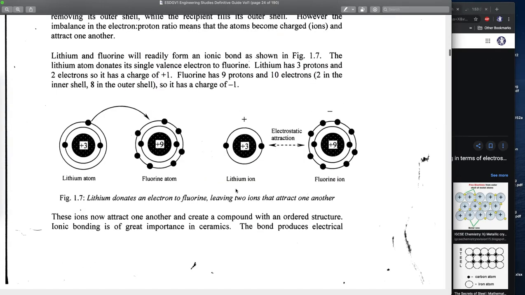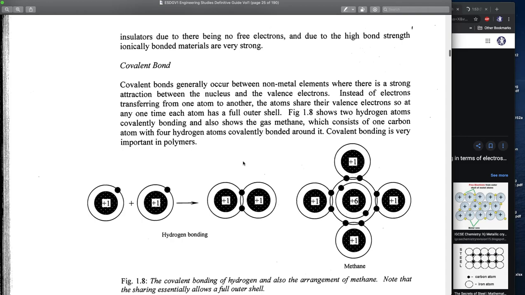Okay, so that's what we're looking at here. We have lithium. Lithium has 1 too many electrons. It goes to fluorine. Now fluorine is actually negatively charged, and the lithium ion is positively charged. We put them together in a lattice.